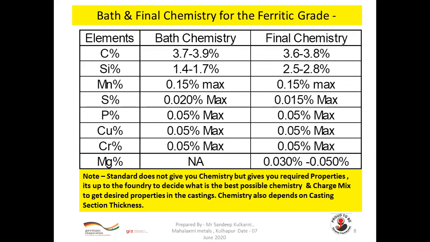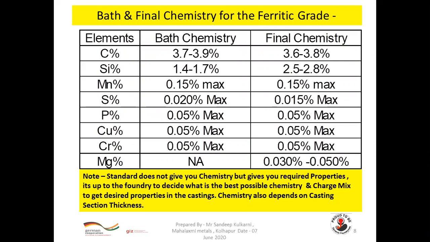Manganese 0.15 max, whereas sulfur 0.2 max. Phosphorus will be 0.05 max. Sulfur in the bath 0.02 max, but in the final we have to get it below 0.015%. Copper 0.05 max, chromium 0.05 max, magnesium in the final we have to get 0.03 to 0.05%.